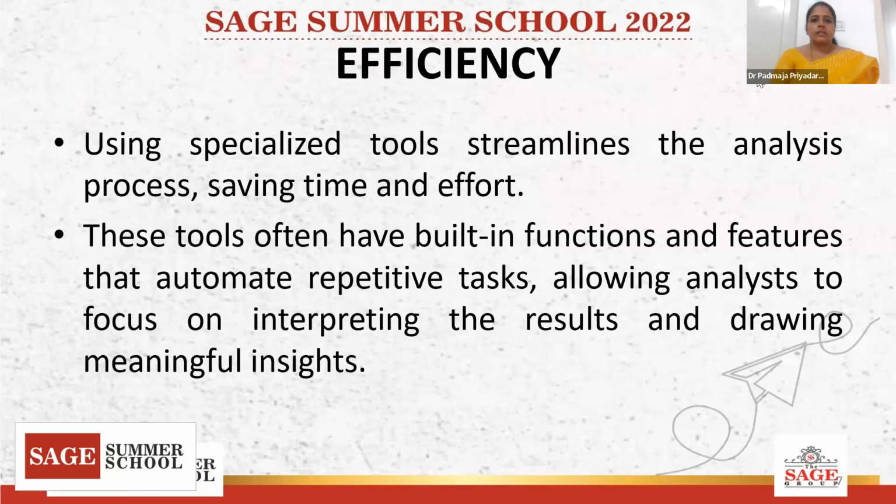And for efficiency, when we use some specialized tool, like regression for cause and effect, there are particular tools for each and everything. When we use a proper tool, we will efficiently save our time and effort. And in some tools like Python and R programming, we have built-in functions, so we don't have to repeat the task again and again. We can automate everything. So we will be more efficient, saving time and energy.